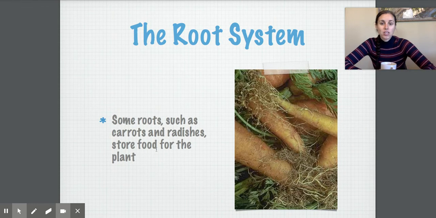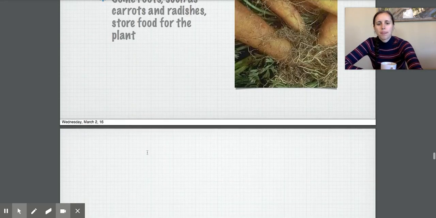Some roots actually store food for the plant. These are often, we call them tubers. So those are the plants that we actually eat that grow underground. So carrots, radishes, beets, potatoes, those are all actually essentially the root of the plant. That's because those roots are acting as storage. They store all the sugar. That makes them taste really good for us. And we want to use that sugar for our own food source. So we're going to eat those roots.